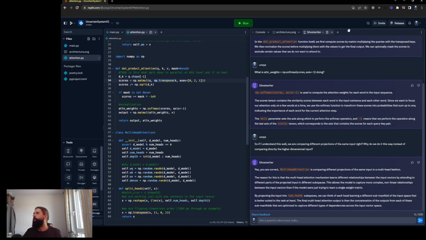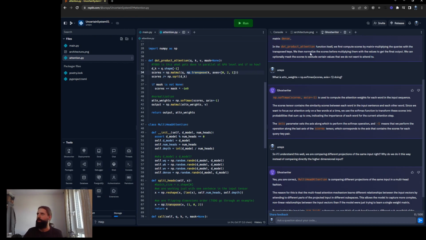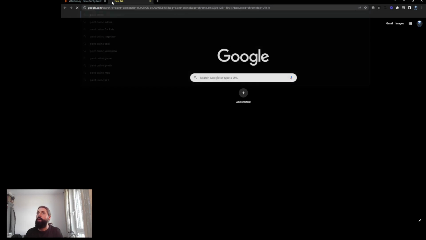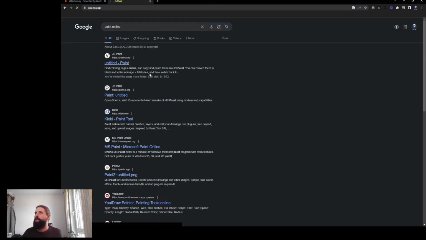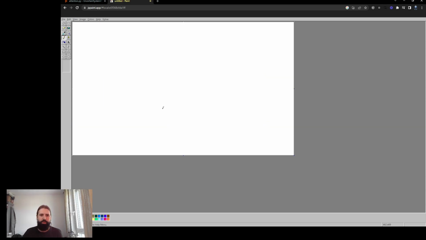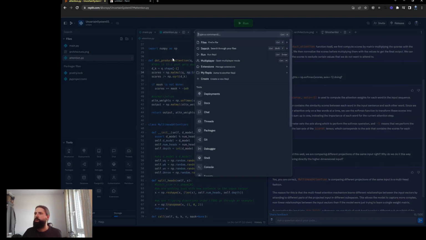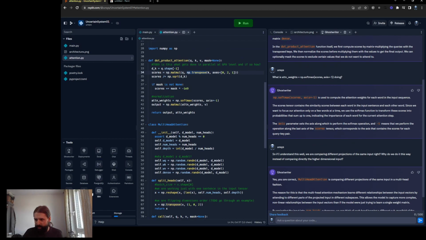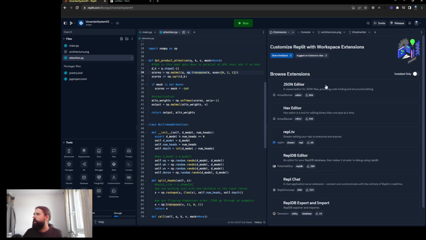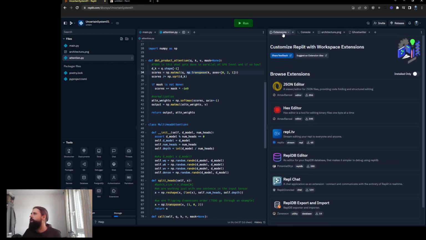You know what would be cool? Because I know I'm working on, well, we could have a whiteboard extension. I should probably work on this, a whiteboard extension, something like Paint Online. I think that should be easy, right? Because you can just integrate an HTML canvas or something like that. If I look at the extension store, where are extensions? I don't think there's anything. Hex editor, no, that could be a quick win.